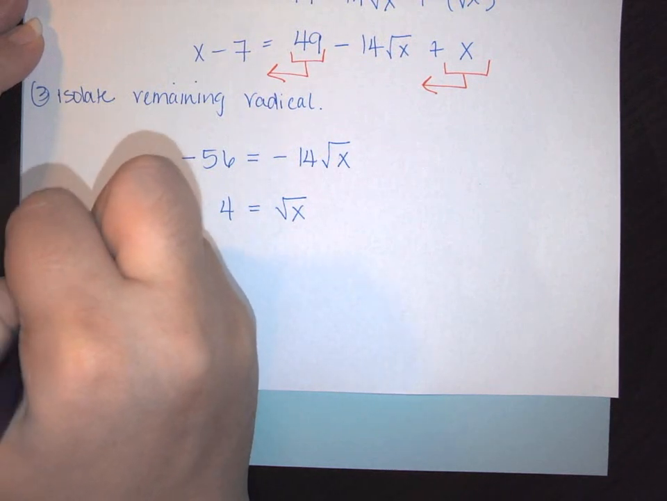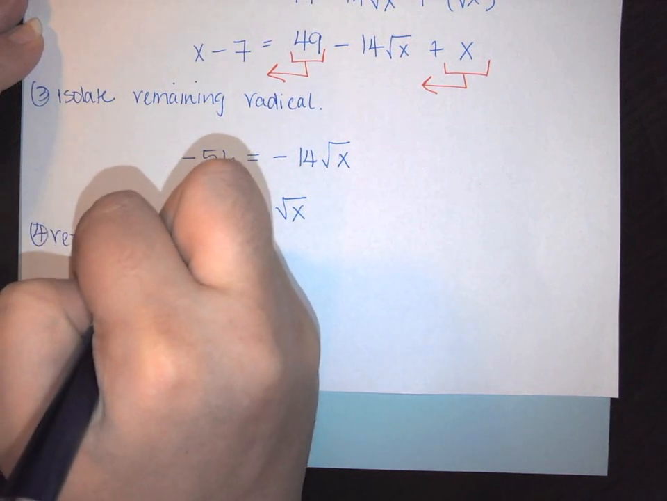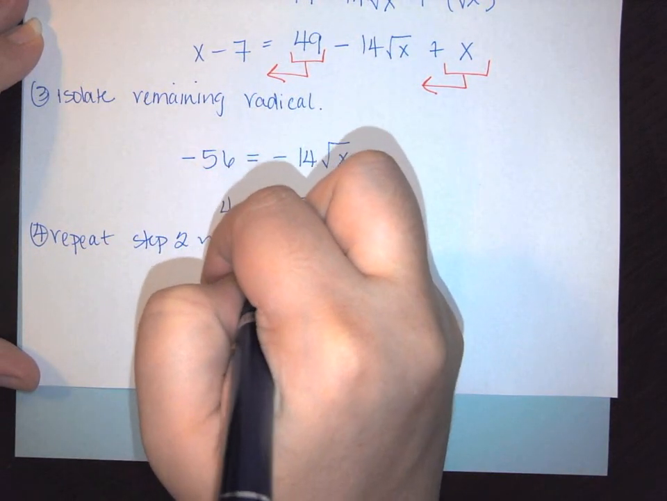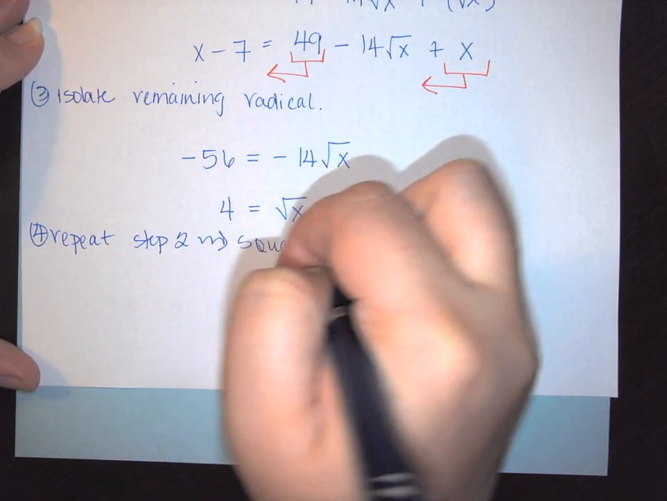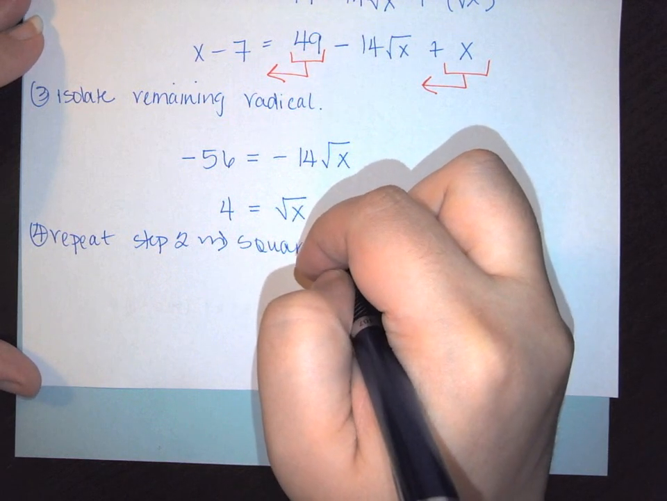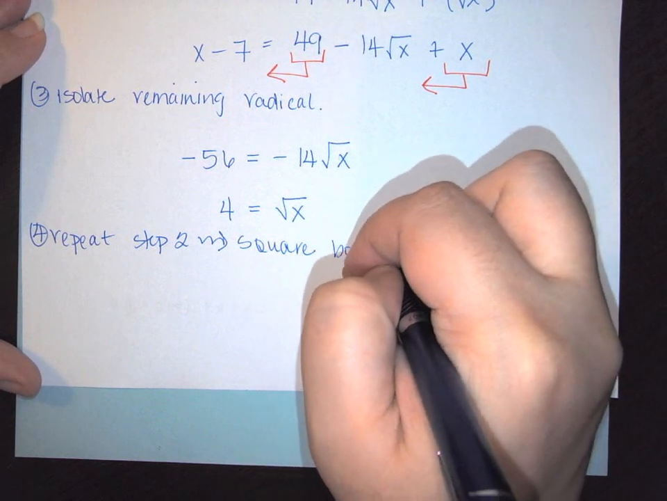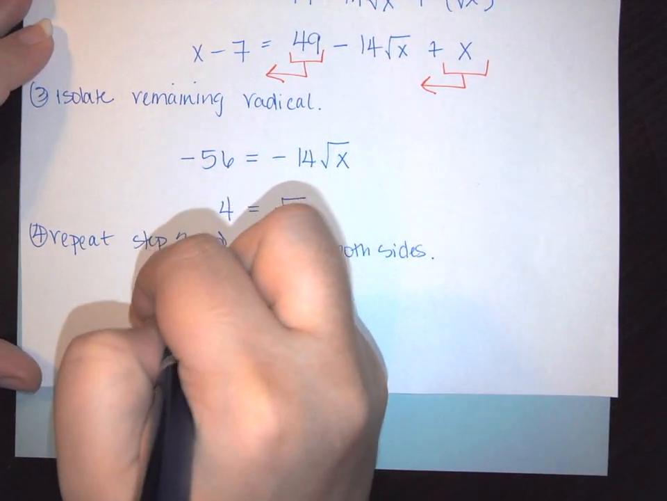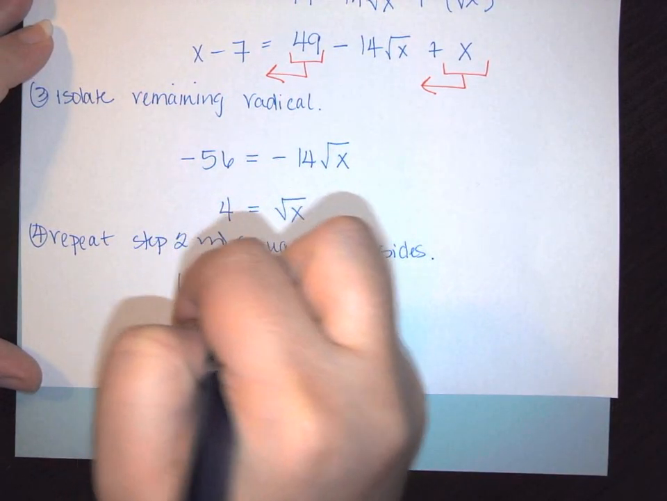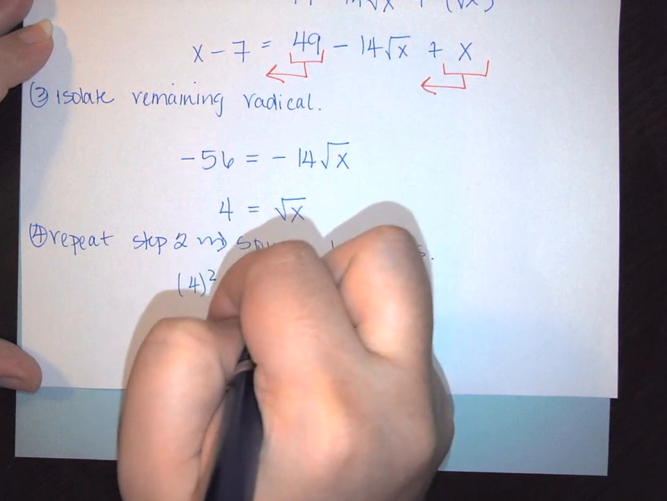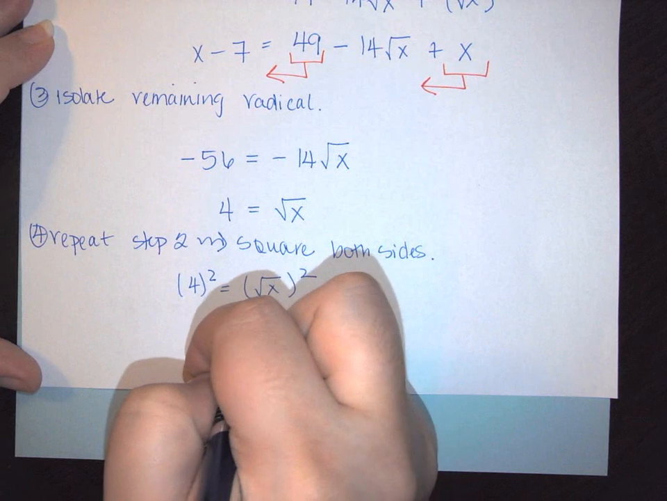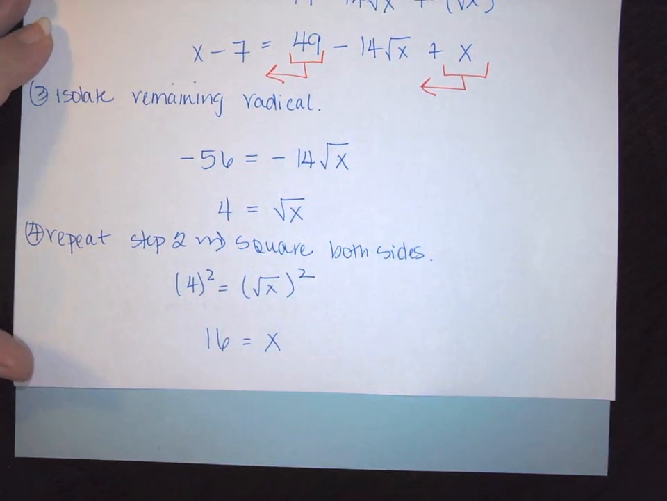And now all you have to do again is repeat step 2. In other words, this is where you are going to square both sides, which will remove the radical. So here this is 4 squared is equal to the square root of x squared. When I square both sides, I end up with 16 is equal to x.